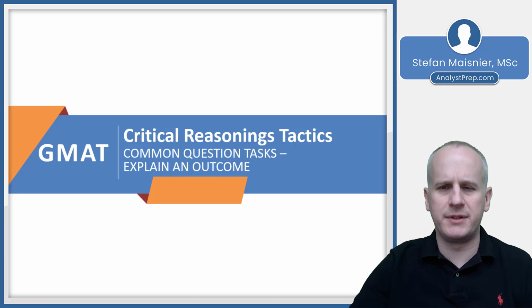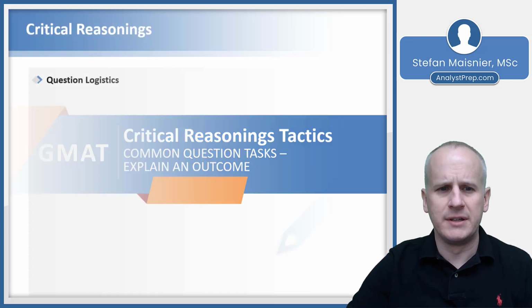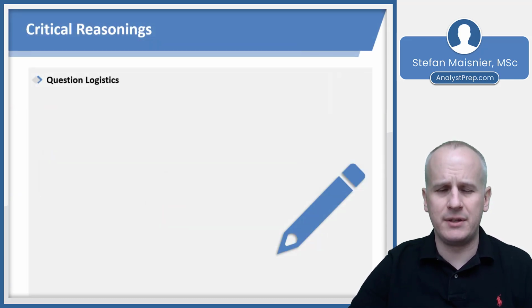In this lesson, we'll be talking about a somewhat rarer question type that you'll see in GMAT Critical Reasoning formats, and that's a question task asking you to explain a somewhat surprising outcome. So let's first just recap the question logistics for critical reasonings on the GMAT.